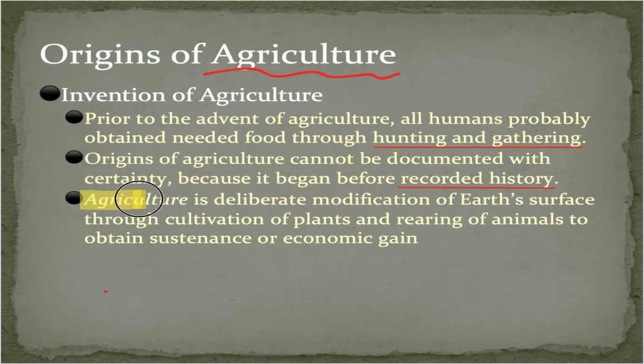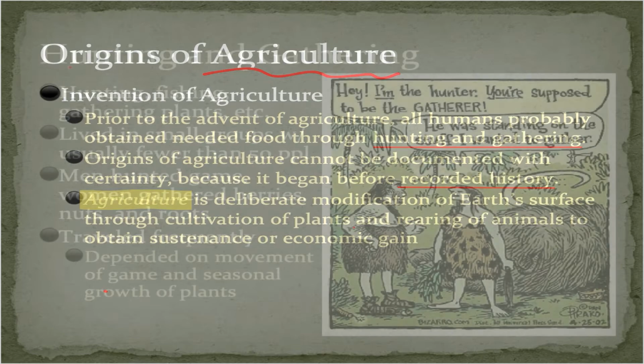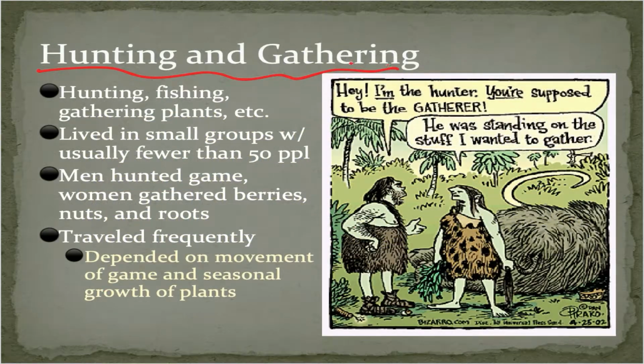And the actual definition of agriculture is the deliberate modification of Earth's surface through cultivation of plants and rearing of animals. So in hunting and gathering, the big takeaway from this entire lifestyle that humans lived before agriculture is that we traveled and lived in small groups of people, and we moved seasonally, that is, depending on the growth of plants or the presence of animals.